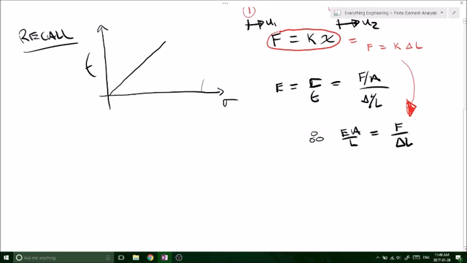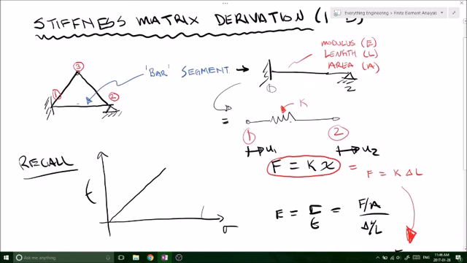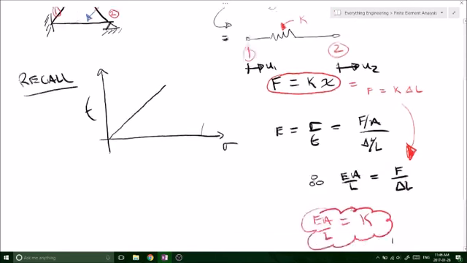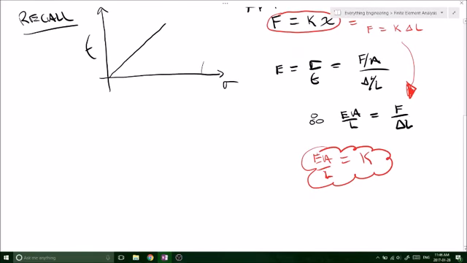So looking down here, we've just said EA over L is equal to our spring constant K. That's where the analogy came from between the bar segment and the spring. The cross-sectional properties and the material properties of our bar are actually equal to our spring constant K.